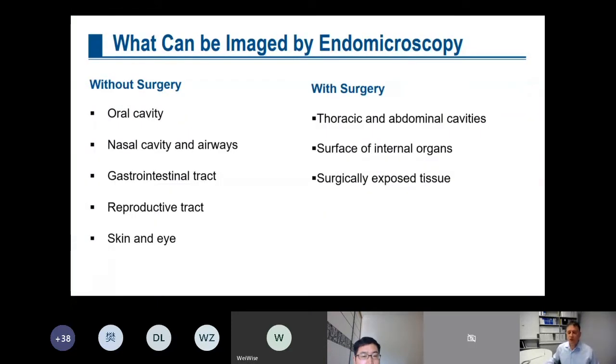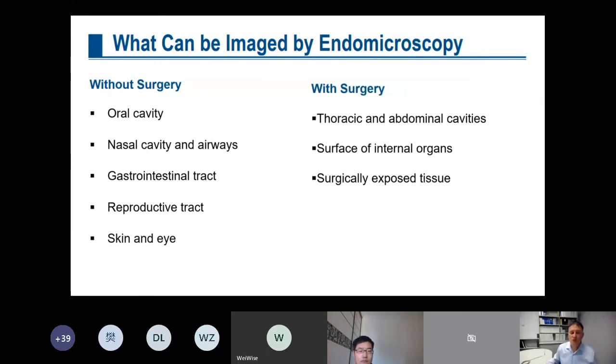So what can we image with an endomicroscope? With confocal microscopes, you can really only image close to the surface of the tissue. This technology is suitable for imaging of epithelial tissue, particularly mucosal epithelial tissue, where topical application of dye enables good images to be captured easily, including in the oral cavity, the nasal cavity, and the airways, the gastrointestinal tract, reproductive tract, and the skin and eye.